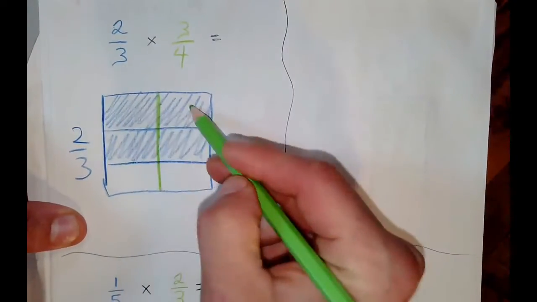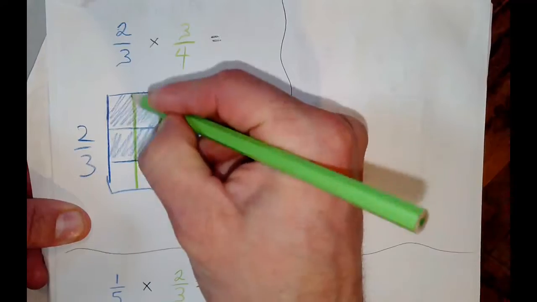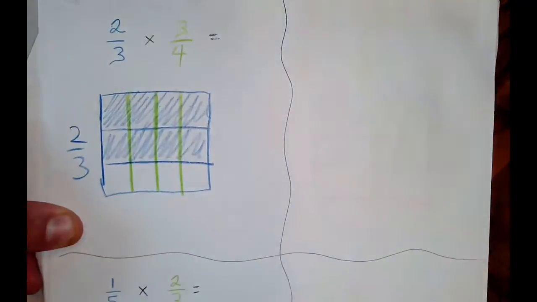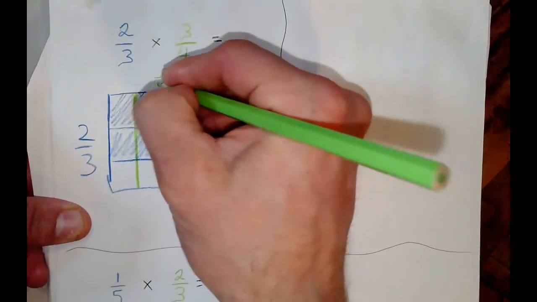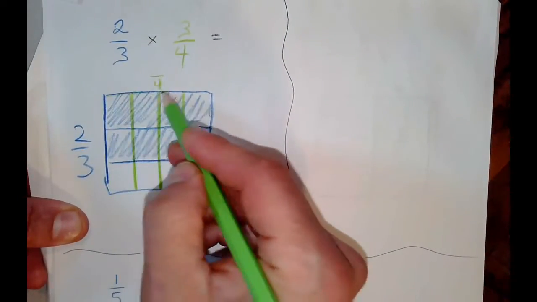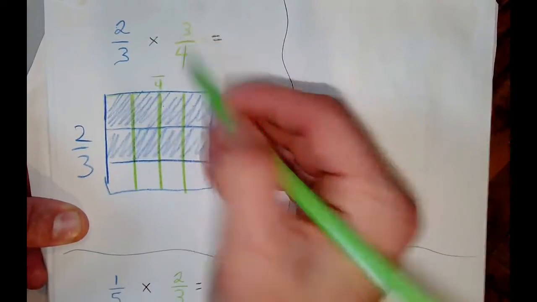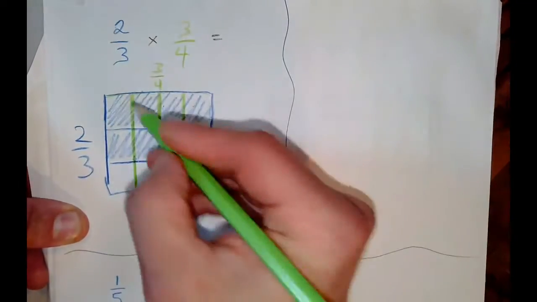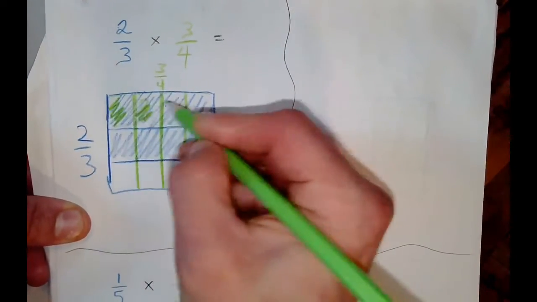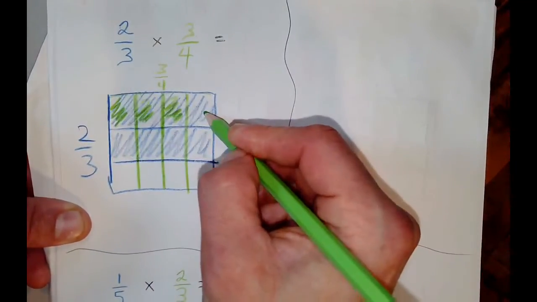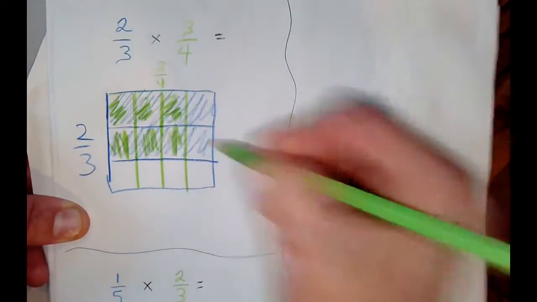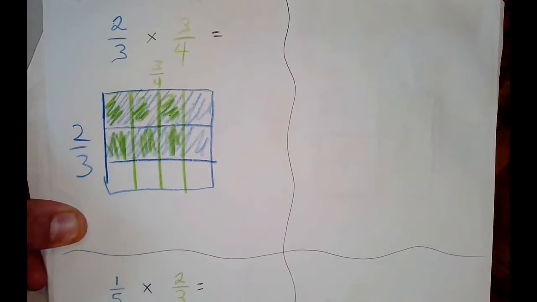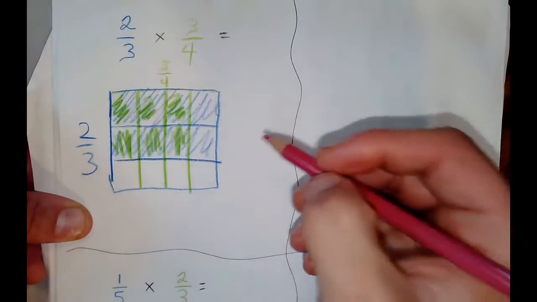Now they're in halves. Now they're in fourths. Of those fourths, I'm going to keep 3. So again, I've got fourths. 1, 2, 3, 4. I'm keeping 3 of those fourths. Let's do that. 1, 2, 3 out of 4. And we're done. Let's see what we got.